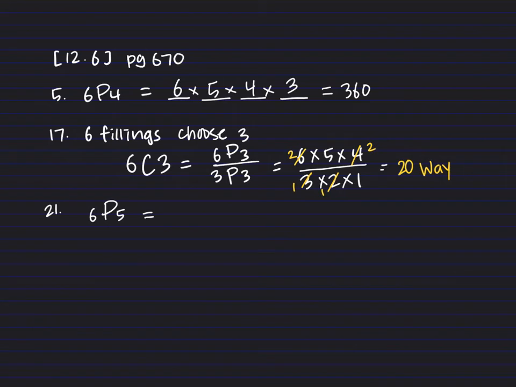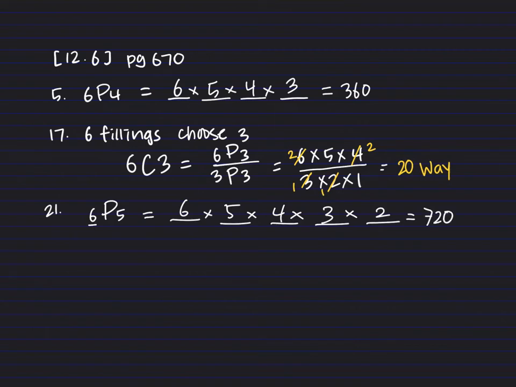So I'm going to have 5 different slots, and then I just start with a 6. So 6, 5, 4, 3, 2. I'm going to multiply everything, and when you do that, you're going to have an answer of 720.